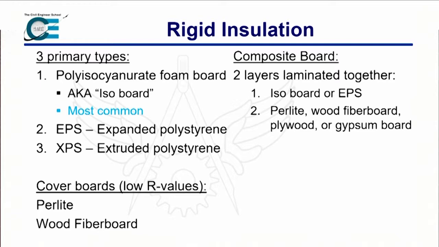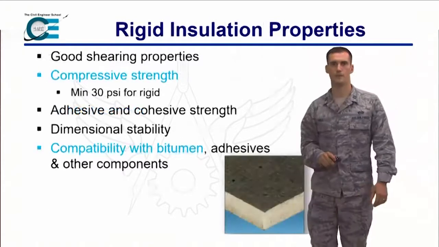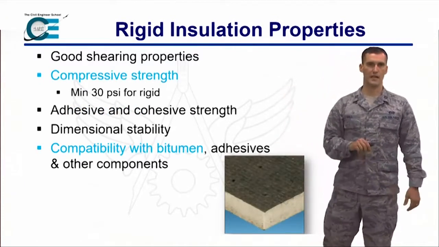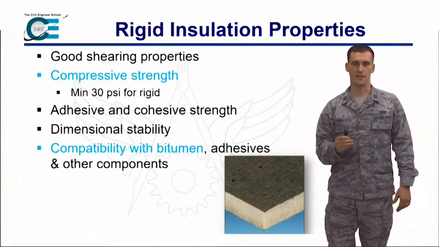Typically, a lot of times you're going to see ISO board or EPS in a composite board, and then one of these types of cover board materials. So let's take a look at some examples. And I try to highlight in blue here the big takeaways from these different insulation types.